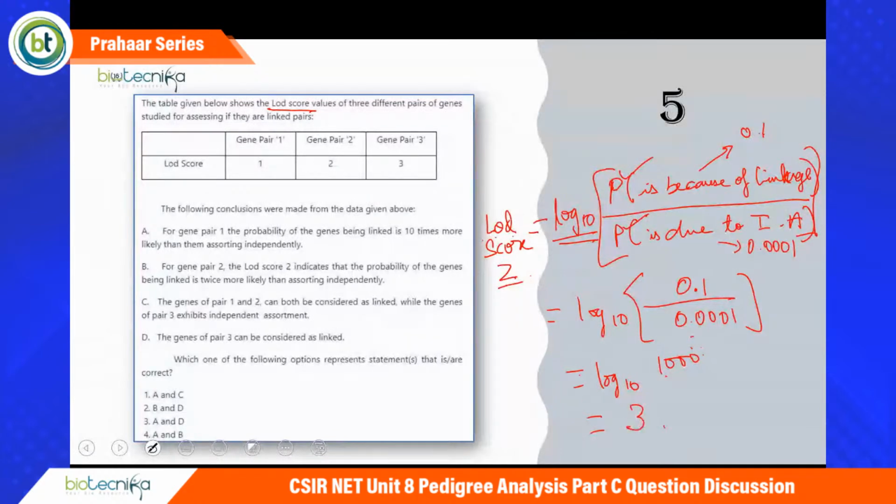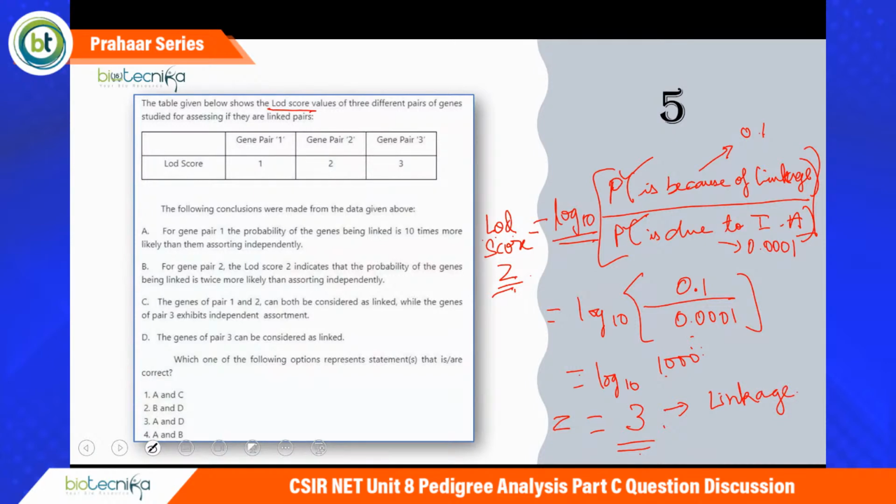So when the LOD score is 3, what does it mean? It means that it is 1000 times more probable that the inheritance pattern that we are observing in the pedigree chart is because of linkage and not because of independent assortment. So a LOD score equal to 3 is a significant number. When the LOD score becomes equal to 3, we have enough evidence to support linkage.